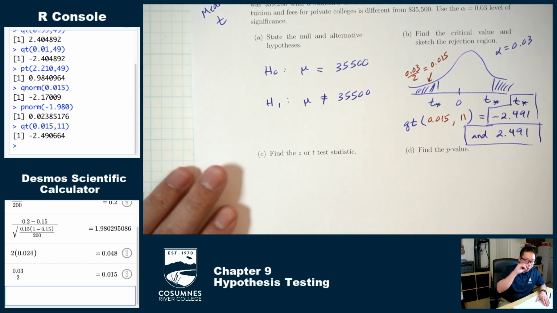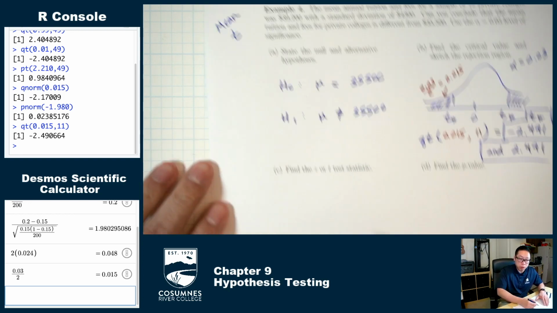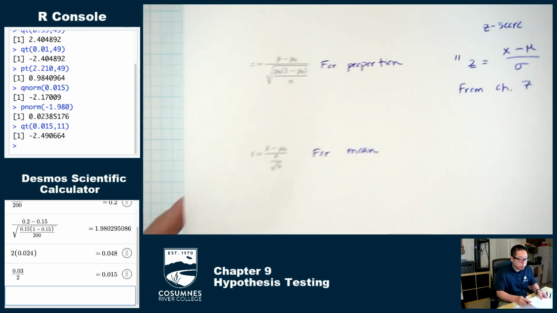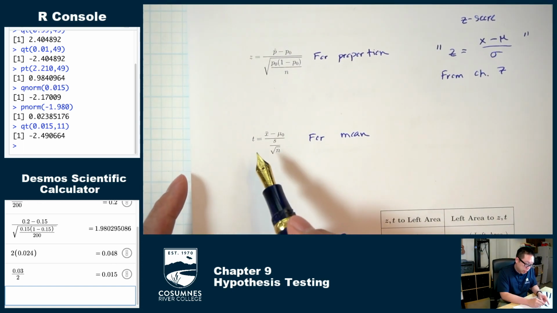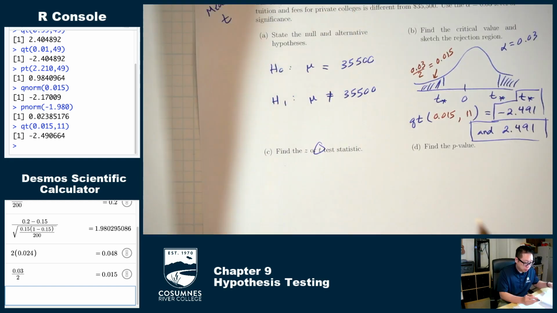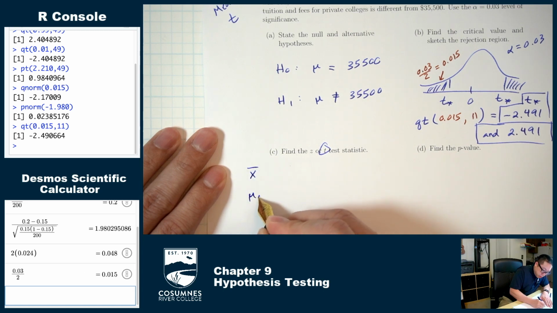Part C, find the test statistic. We're talking about means here, so I am looking for a t. So I'll be using the t formula on the front page. The t formula has an x bar, a mu 0, an s, and an n.